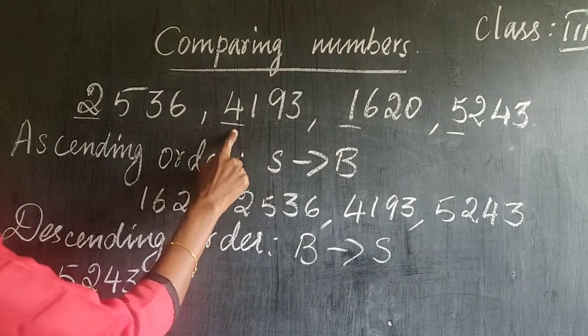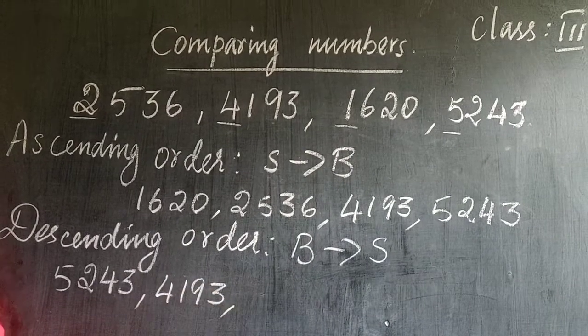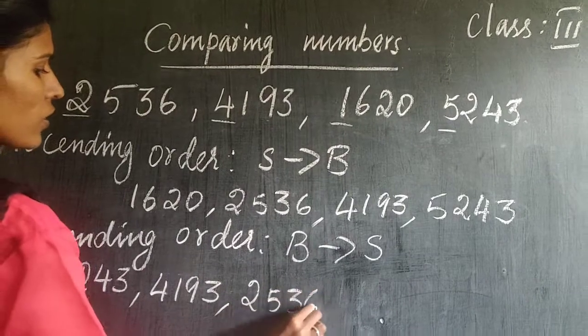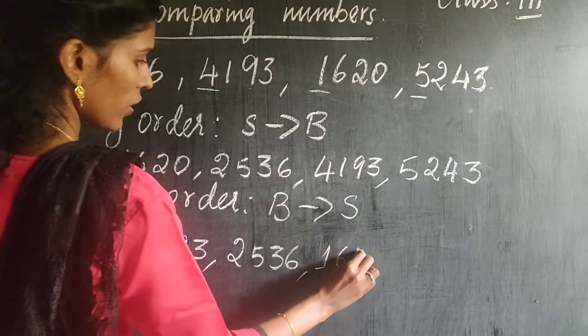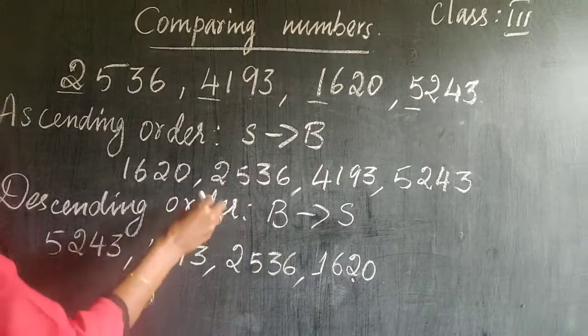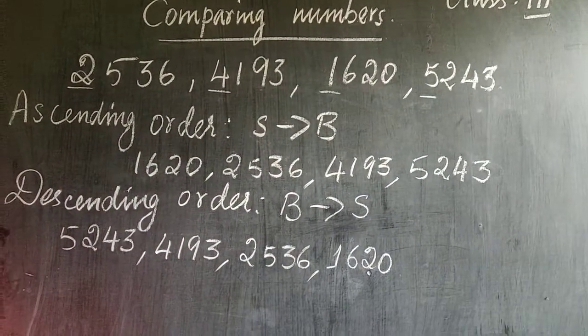The next smaller number will be 4193. Then the next smaller number is 2536. Then the next smaller number is 1620. So if you write the ascending order in reverse, you will get the descending order.